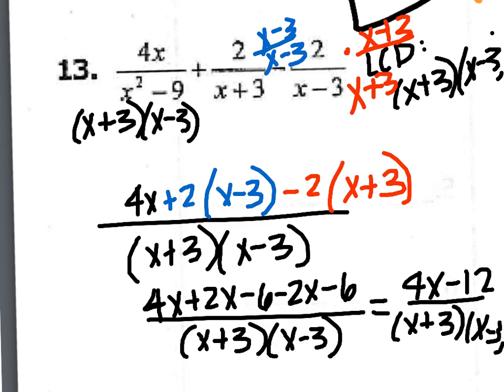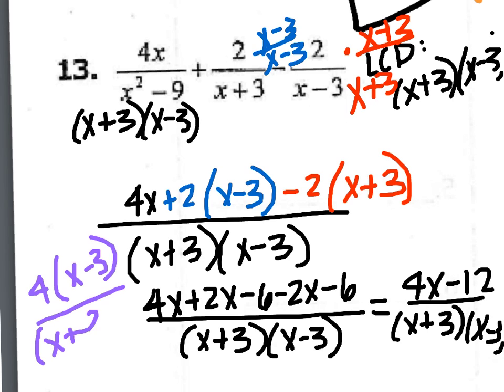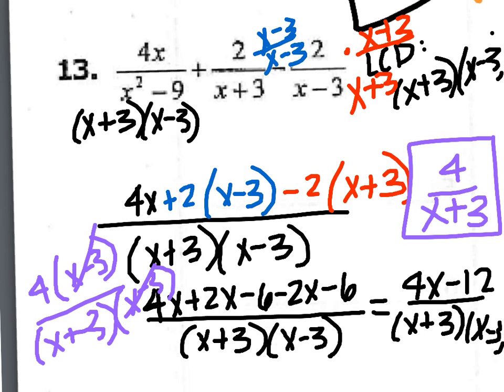And this time I can, and I'm going to go ahead and change colors here. I can take a 4 out, and it would become 4 times x minus 3 over x plus 3, x minus 3. Those x minus 3's cancel out, so our answer is 4 over x plus 3. So I cannot stress enough how important it is to make sure we factor as much as we can and simplify our answer as much as possible.